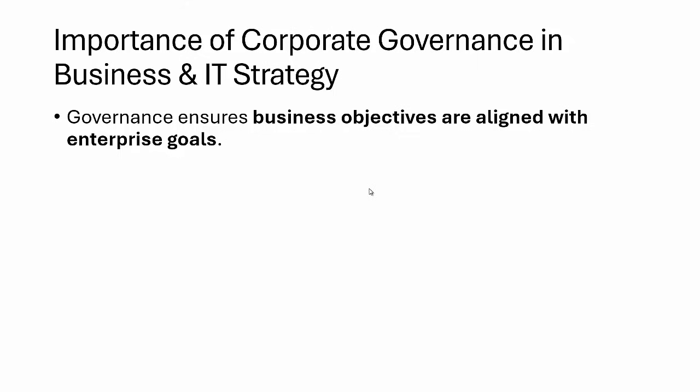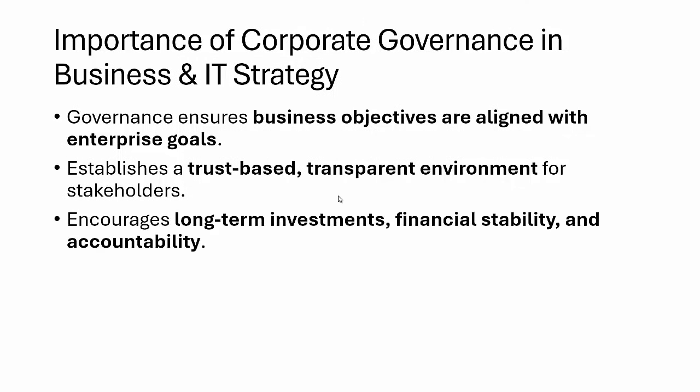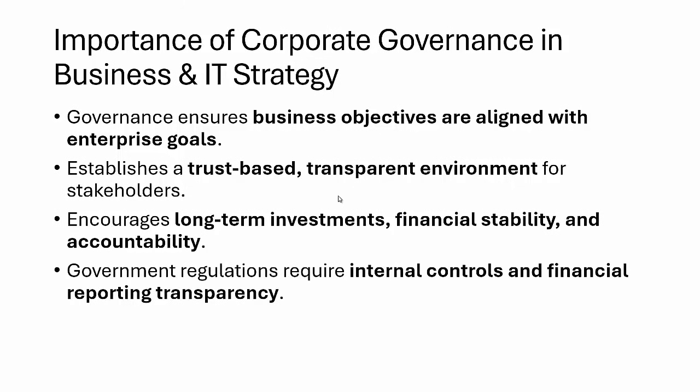Governance ensures the business objectives are aligned with the enterprise goals. Is that clear? Which can be IT and everything. For that, we first need to establish trust. So a trust-based, transparent environment should be there, and they need to have visibility. We always look for long-term investments, financial stability, and accountability. Government regulation also requires internal control and financial reporting transparency. This happened after this.